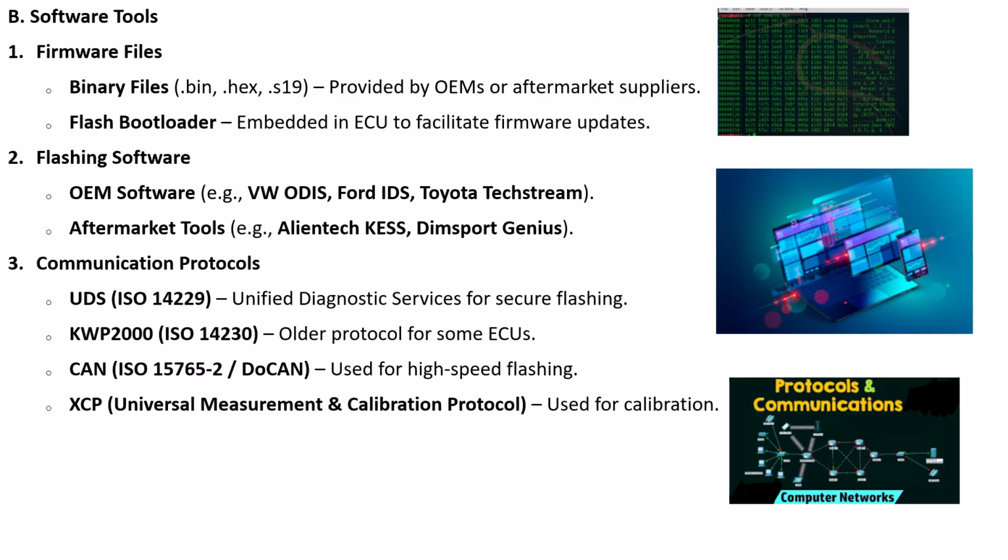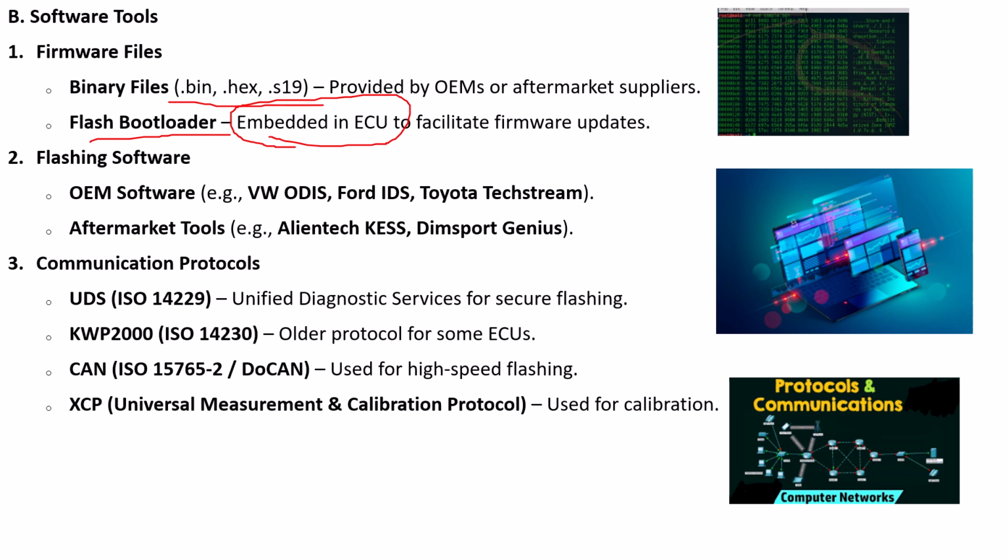And what are the various kinds of software tools? First, let's briefly touch upon the firmware files, like .bin, .hex, .s19. These are provided by the OEMs or aftermarket suppliers. These are the firmware files, or the actual software files. Next is the flash bootloader, which is always embedded in the ECU. Understand this carefully: the flash bootloader is always embedded in the ECU.